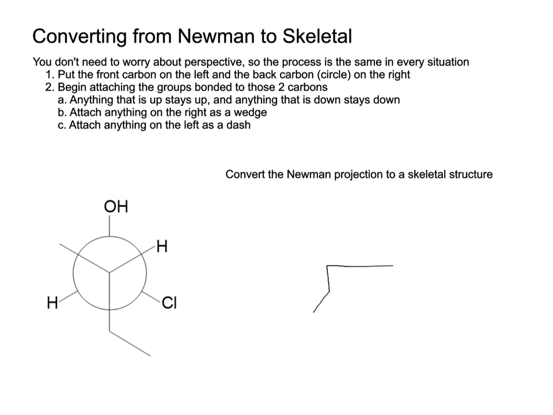On the left side, we have a methyl group going up. So we're going to draw this on a dash. And of course, on the right side, we have a hydrogen. So we're going to draw this going up and to the right on a wedge.